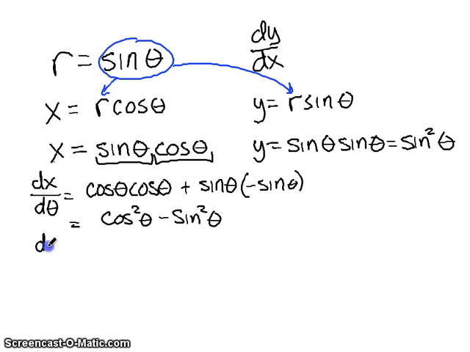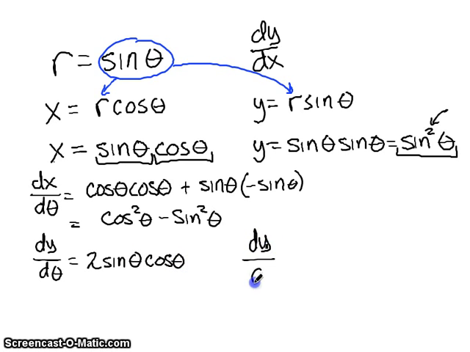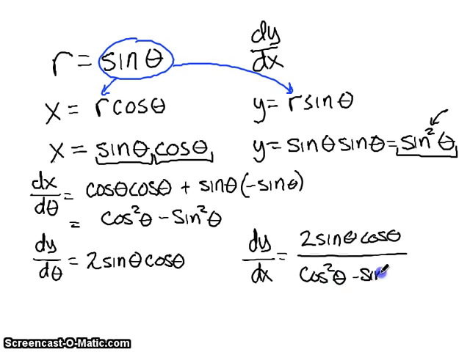Now we need to think about dy d theta. So again, we're going to have not product rule this time, but chain rule. So we have that squared, so that's our first layer. So 2, keep the inside the same, sine of theta. Then multiply by the derivative of sine, which will be our cosine of theta. So we have dx and dy, so if we want dy dx, we simply just have to divide our y derivative, so 2 sine theta cosine theta, by our x derivative, so cosine squared theta minus sine squared theta.